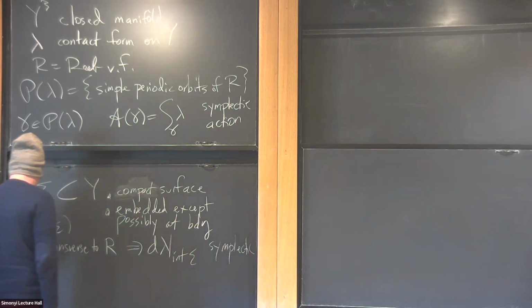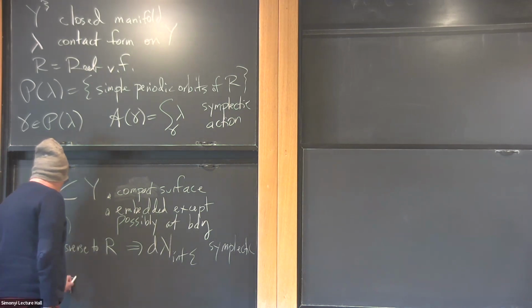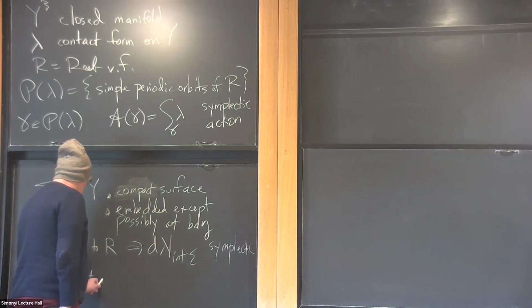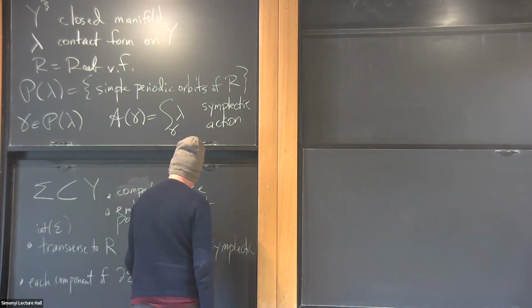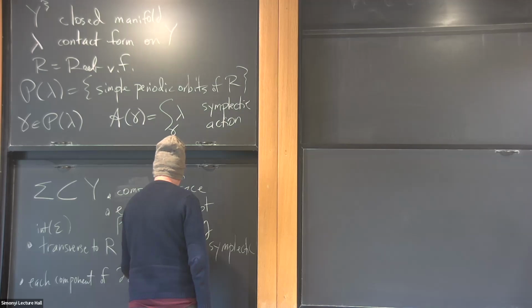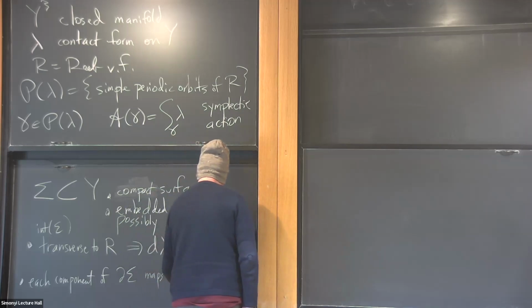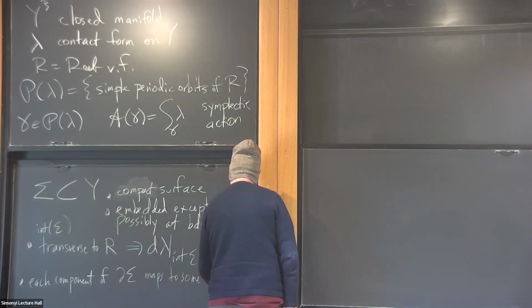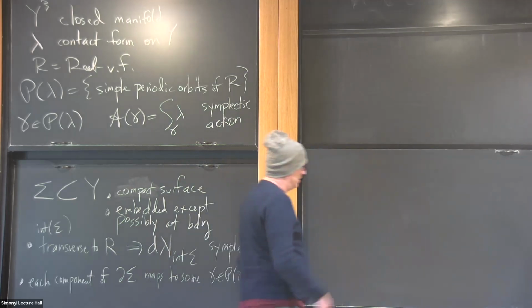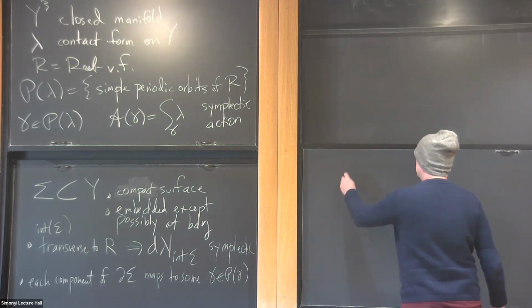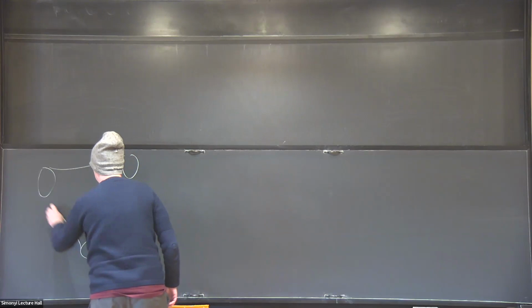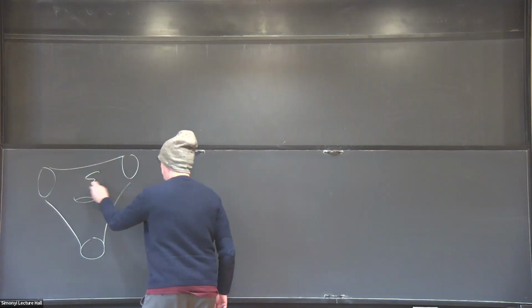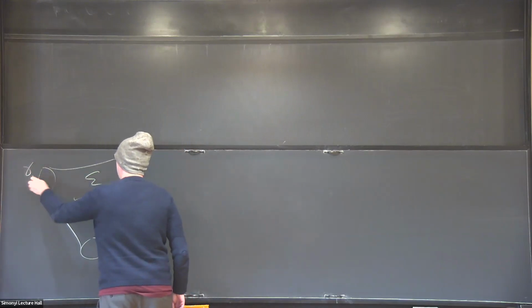And I want each component of the boundary of sigma to map to some Reeb orbit gamma. So there's your surface. These are some Reeb orbits.